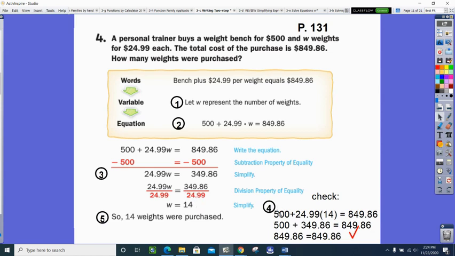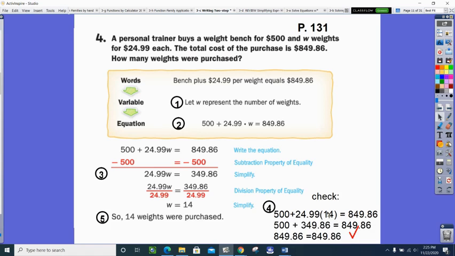I'm going to check it. Again, the book failed here, and I'm going to put 14 in. I'm going to multiply before I add. Don't go left to right. PEMDAS, do your multiplying first. And when I multiply, I'm going to get 349.86. And when I add it to the 500, sure enough, the total works.